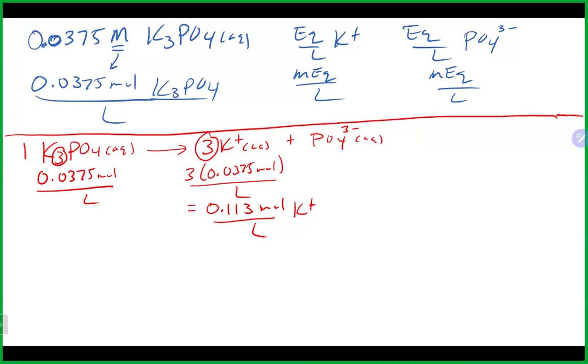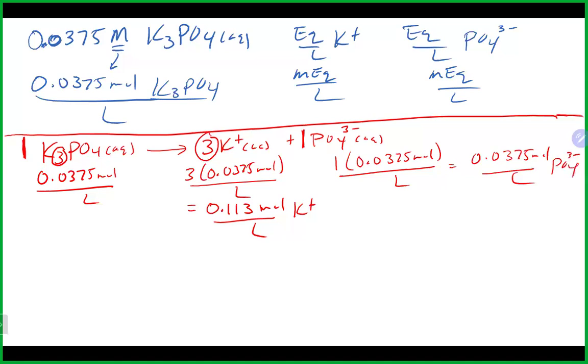Now, if we look at the phosphate, it is a 1-to-1 relationship, which means in order to get the concentration of the phosphate ions floating around, we're just going to multiply it by 1, which basically means it stays the same. So essentially 1 times that concentration will give us 0.0375 moles per liter of our phosphate.